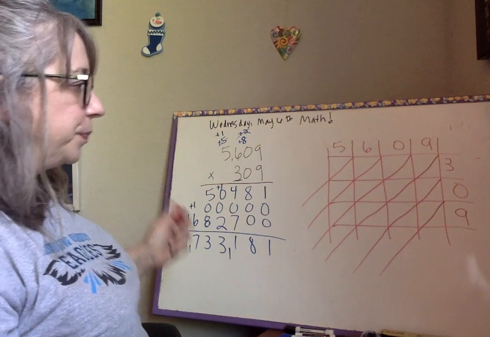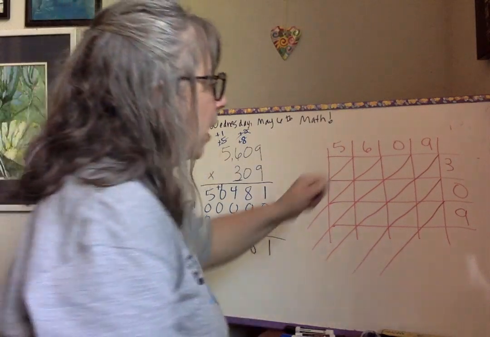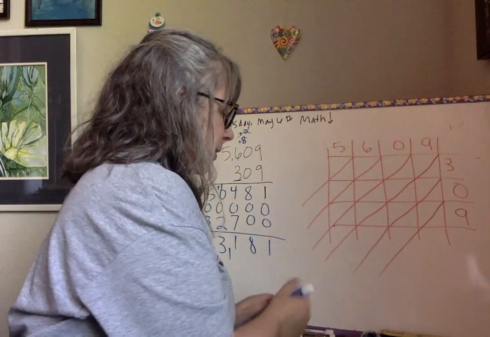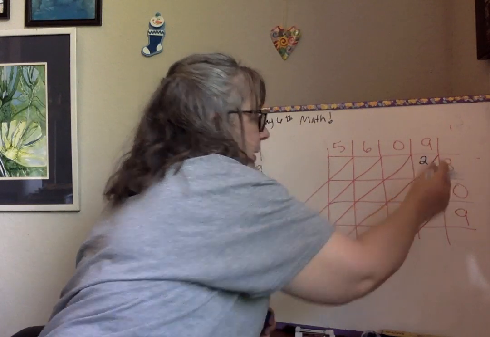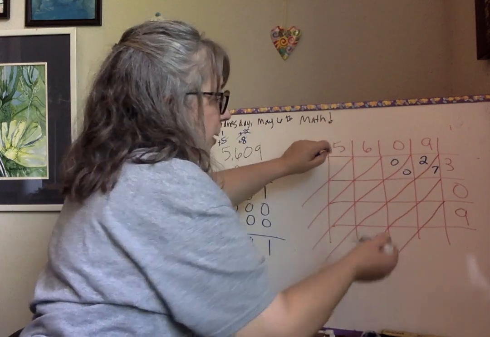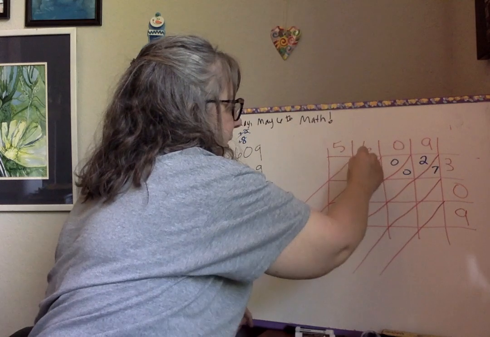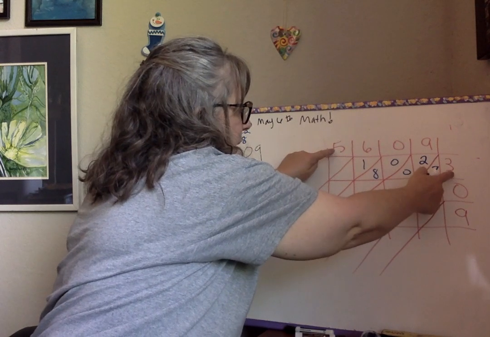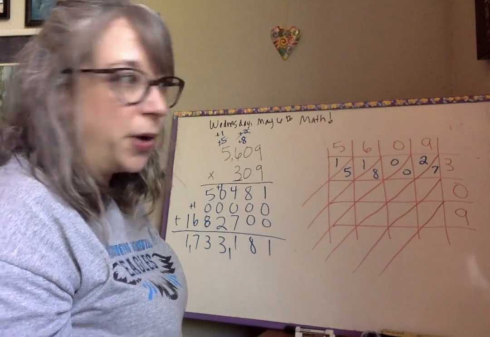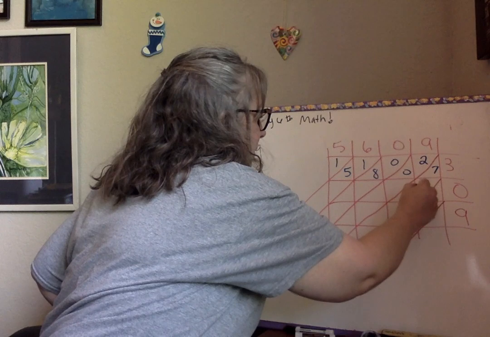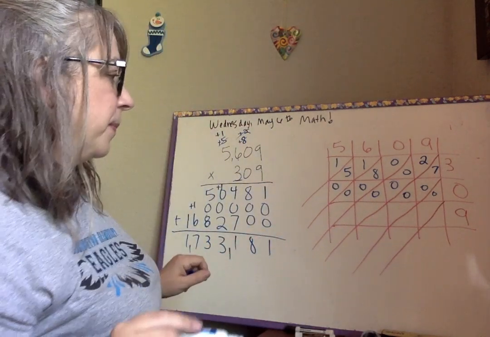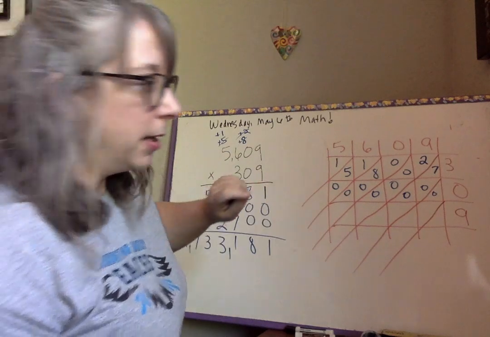All right, then. Let's begin. 9 times 3 is 27. 3 times 0 is 0. Put 0 in both boxes. 3 times 6 is 18. And 3 times 5 is 15. All right. Oh, 0. Yes. Rock on.